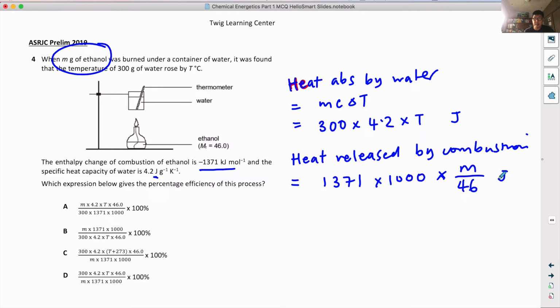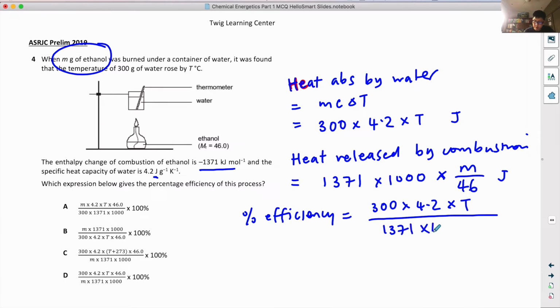So the percentage efficiency equals the heat absorbed by the water divided by the heat released by combustion, then times 100%. So the percentage efficiency is going to be 300 times 4.2 times T divided by 1371 times 1000 times m. Because it's divided by 46, I'm going to put the 46 on top. Then you multiply by 100%. If you look at it carefully, you get the answer D over here. So that's the answer for question 4. Let's move on to the next one.